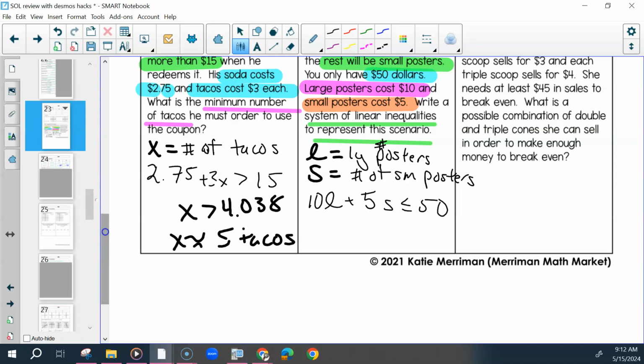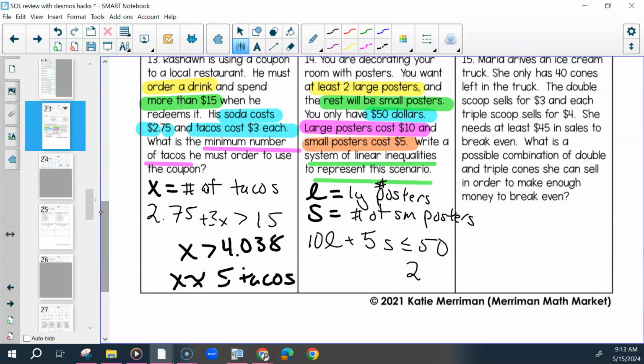The other one, you're just going to use one number. To at least would be which symbol? Not less than. It would be greater than. Because we want 2. If we have more than that, that's fine. And then this is just going to be L. So you wouldn't need to solve anything or find anything else. That would be your answer.